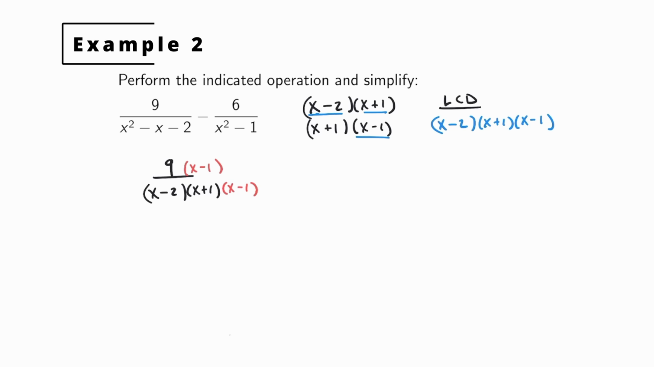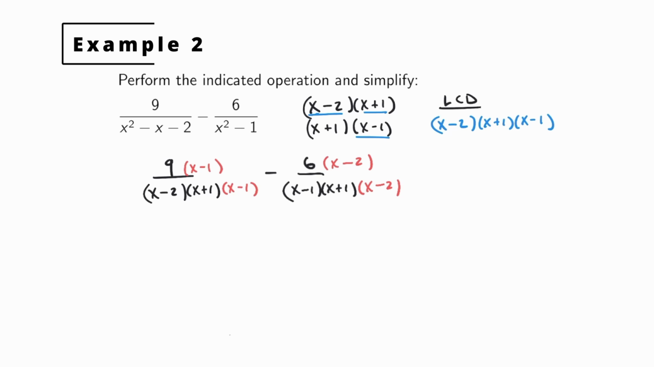For the second term, we have 6 over x minus 1 times x plus 1. From the denominator here, we are missing the factor of x minus 2. So we multiply in the denominator by x minus 2 and in the numerator as well. Now we need to combine these into a single rational expression with a single denominator.